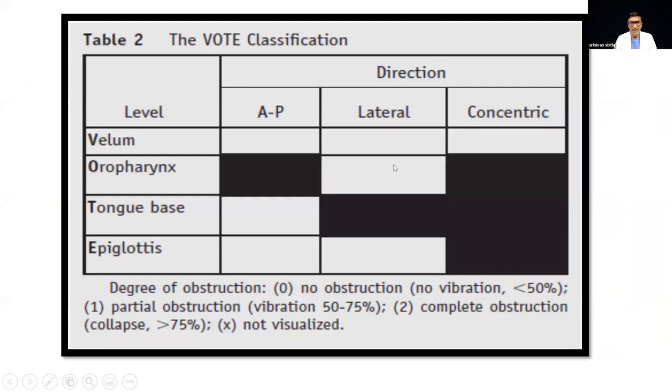Now, the problem with VOTE classification is that it is an oversimplified kind of classification. Hence, there are lots more classifications that have come out nowadays, but we still stick to this because universally, this has got the maximum amount of publications and the maximum amount of acceptance.